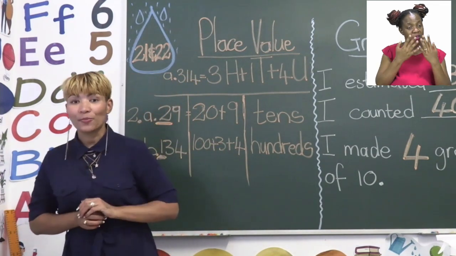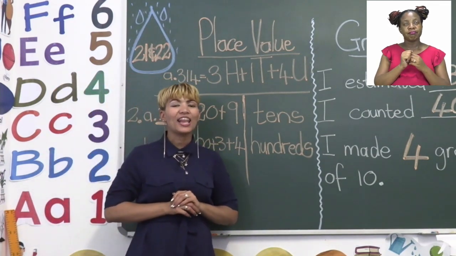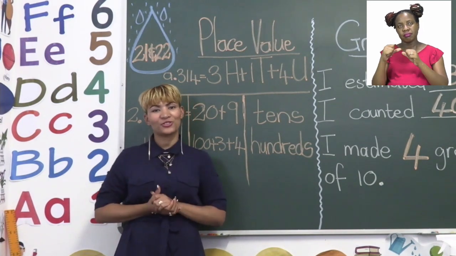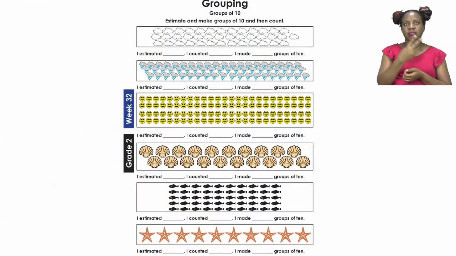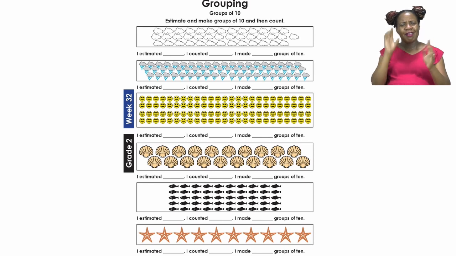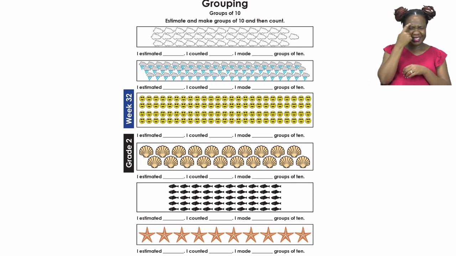But before you complete all these activities, let's quickly turn our booklets and see what we have to do on page 22. Now here we are doing grouping. There you will see a lot of different pictures of a lot of different items or objects that you have to group. And it says here we are working in groups of 10. It says that you have to estimate and then make groups of 10 and then count.